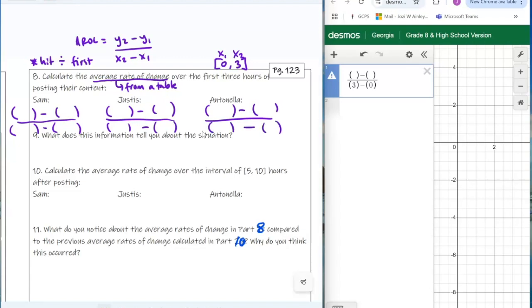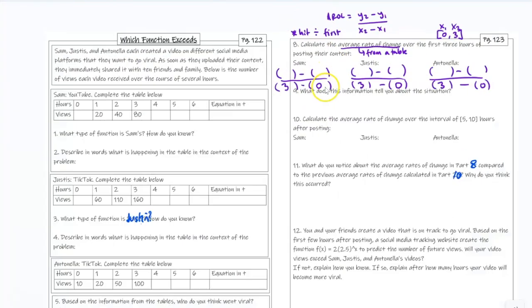All right, and for all of them, they're asking for the average rate of change on 3 hours, so all of the x values are going to stay the same. So they're all going to be 3 minus 0, 3 minus 0. And all we have to do now is figure it out from the table.